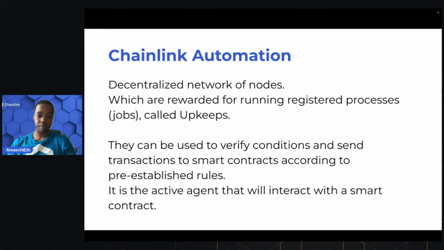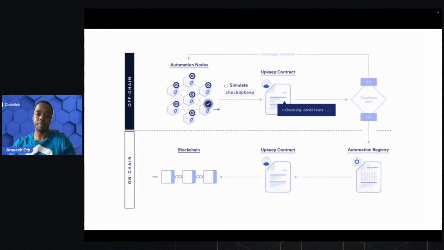How this works is, Chainlink, we're known for our decentralized network of nodes, and all of these nodes are running and are rewarded for processing these jobs, which we call upkeeps. Now, these upkeeps can be used to verify conditions and transactions we send to our smart contracts. So in our smart contracts, we write the code to establish what rules or conditions we need to be met. And then Chainlink Automation is going to run through and check if those conditions have been met. When they have been met, it's then going to execute them.